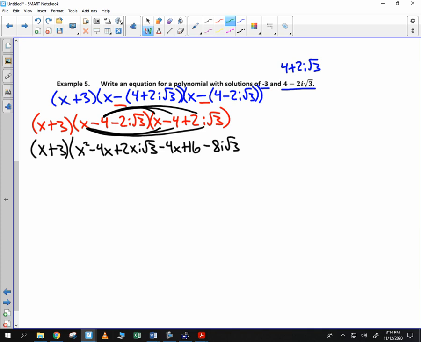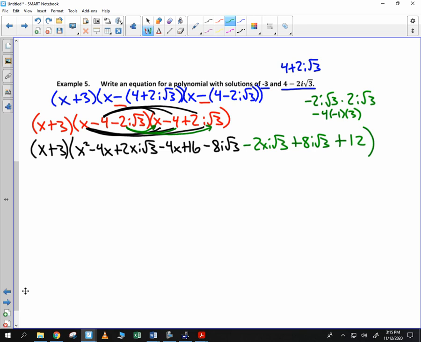All right, now we move on to the negative 2i roots of 3 times x, and we get negative 2xi roots of 3. Negative 2i roots of 3 times negative 4 is positive 8i roots of 3. And then the last one. This one is where people get a little bit messed up. Negative 2i roots of 3 times 2i roots of 3. Negative 2 times negative 2 is negative 4. i times i is negative 1. And root of 3 times root of 3 is 3. That gives me a positive 12.